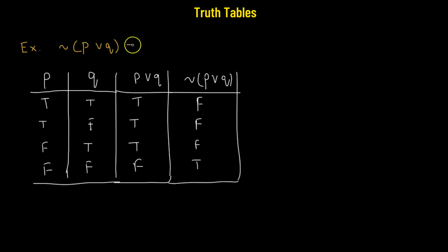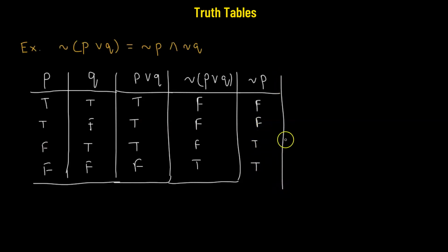However, we also know that this can be rewritten as negation P and negation Q. So let's verify this using the same truth table. We already have the truth table for P. The truth table for not P will be false, false, true, true. Similarly, we have the truth values for negation of Q. Q is true, false, true, false, so not Q will be false, true, false, true.